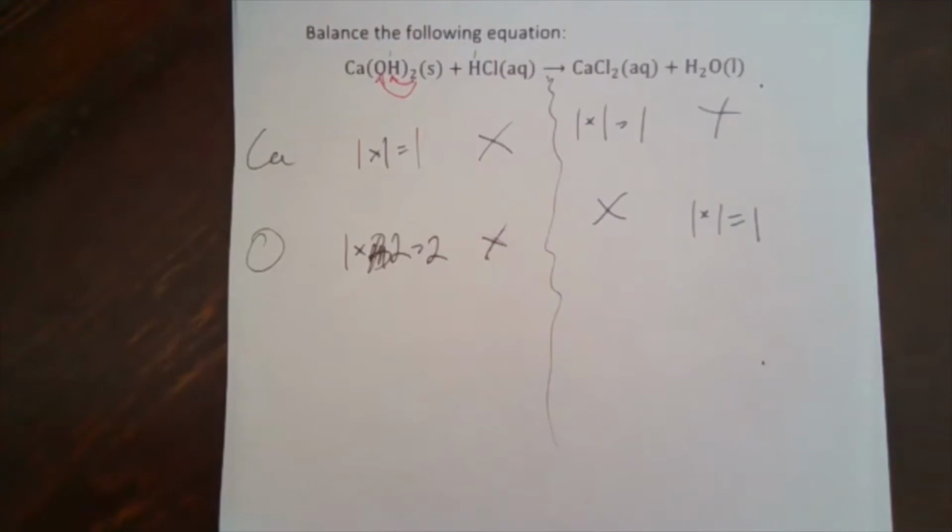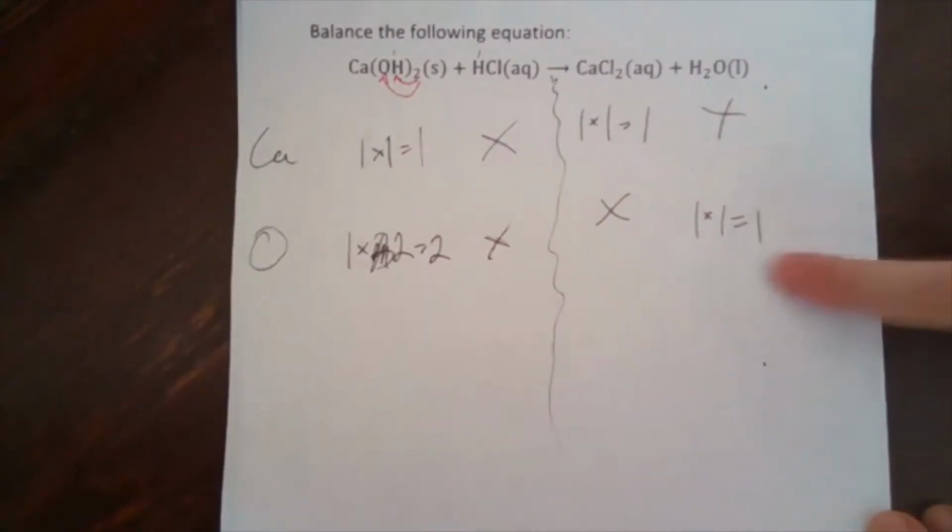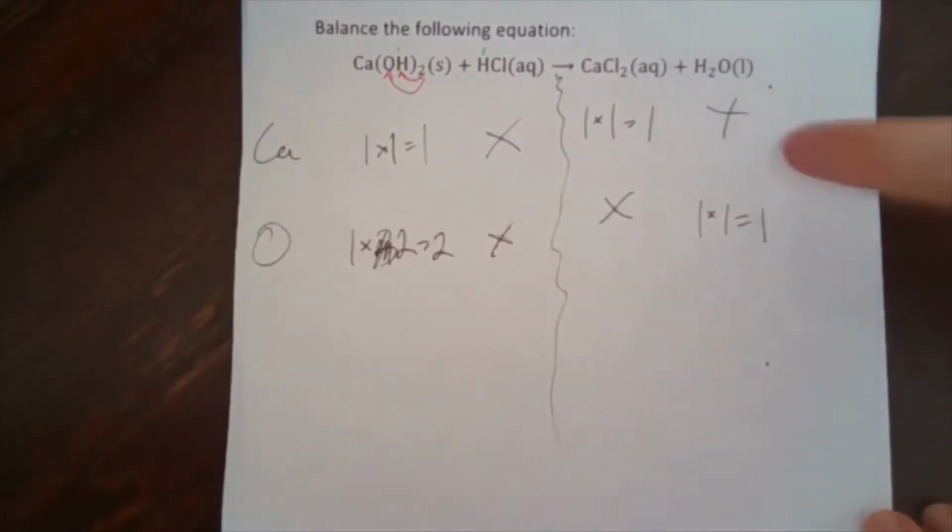So this is unbalanced. I don't have the same number of oxygens on each side as it's written, so I need to do something about that. What I want to do is add a coefficient. Adding a coefficient increases the number of that type of molecule, thereby increasing the number of that type of atom. So we're always going to add the coefficient to the compound where I have fewer atoms. You can see this is 1, this is 2, 1 is lower, so I'm going to increase this value.